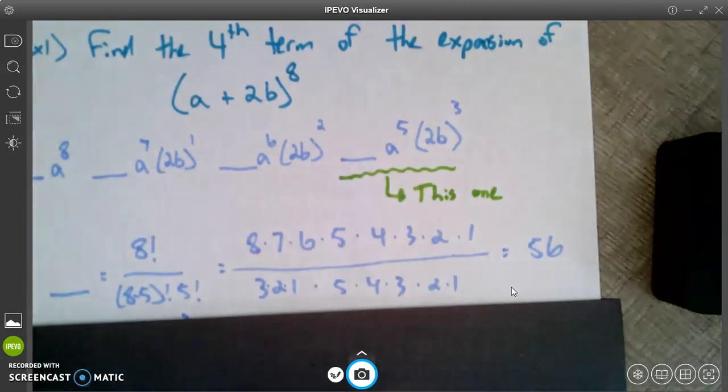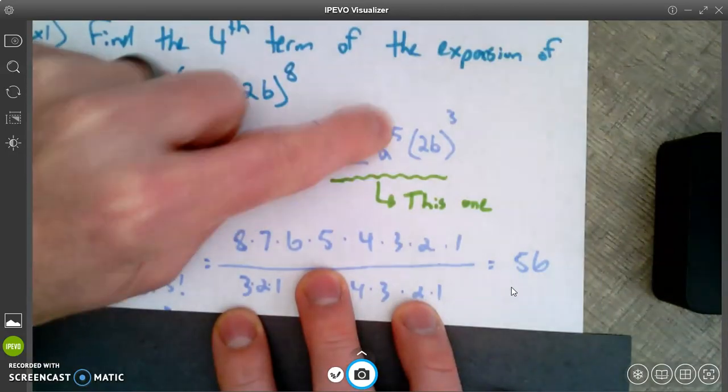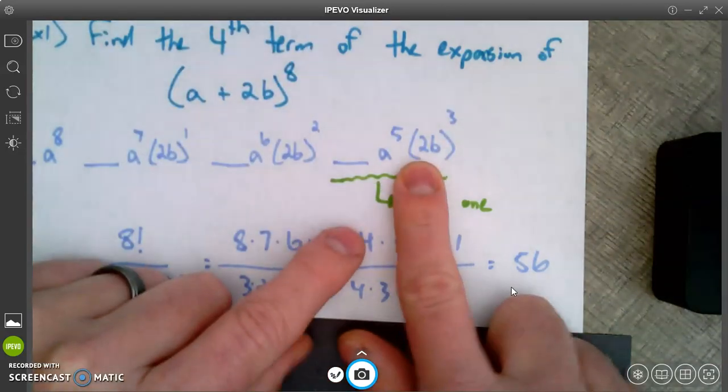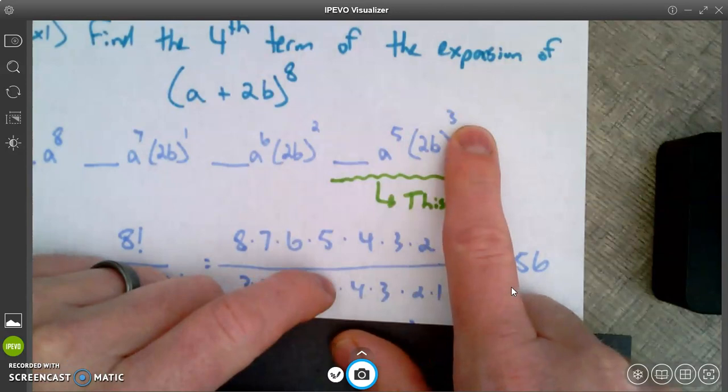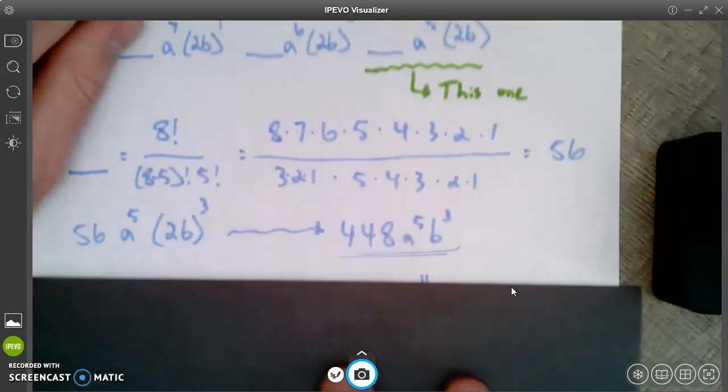Okay, so now we have what the coefficient is. That's what's going to go right here. We have a 56. A to the fifth, 2b, the quantity 2b to the third. Now don't forget, this coefficient is being raised to the third and being multiplied by this coefficient that we just found. So we're not quite out of the woods yet.